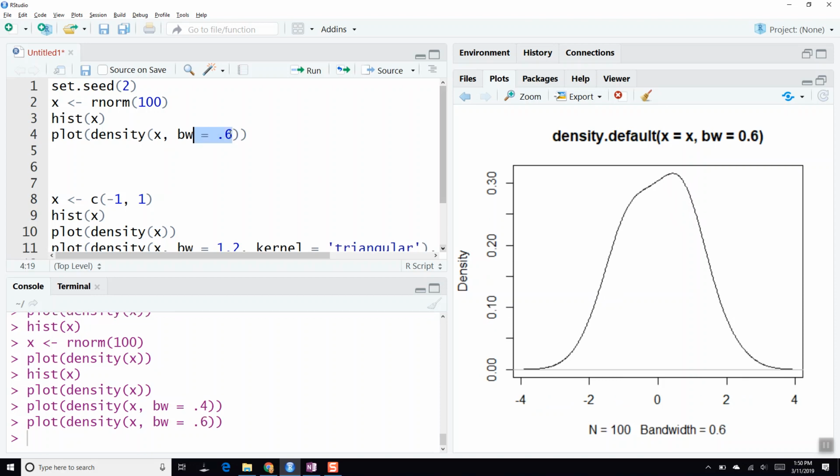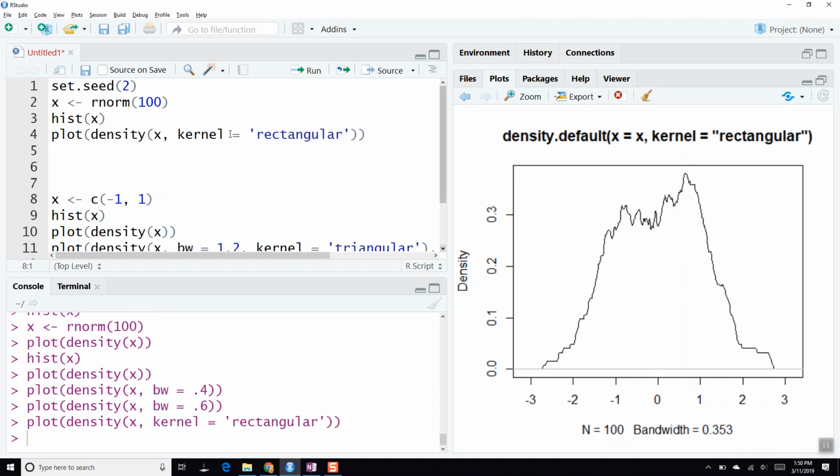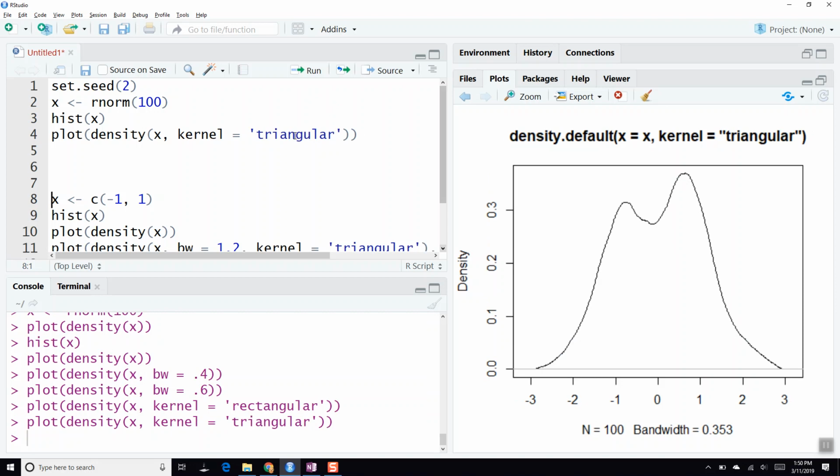You can leave the bandwidth at the default. You can choose the kernel shape to be rectangular, and it's going to drop rectangles at each of these points, which will end up a little bit more jagged. You can do triangular, which actually seems to smooth things out. And you have all sorts of different options.